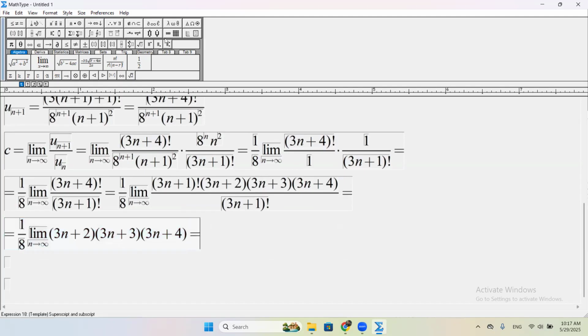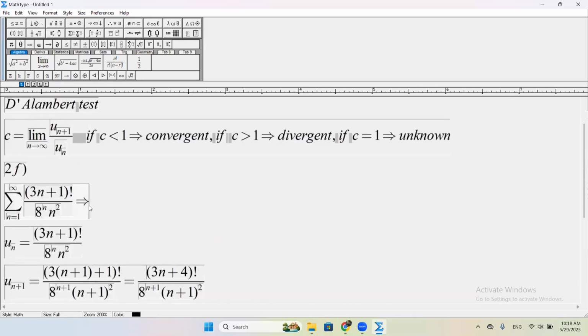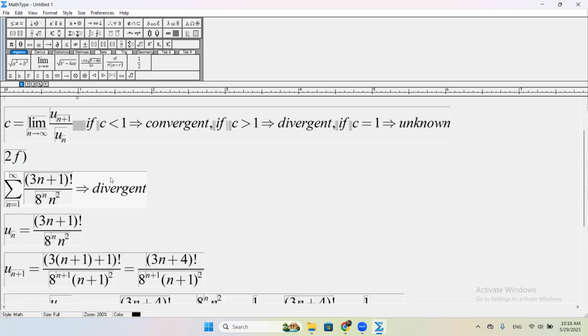So it will be equal to plus infinity. So it will be infinite limit. Of course, it's greater than 1. So it means that the initial series is divergent according to D'Alembert test.